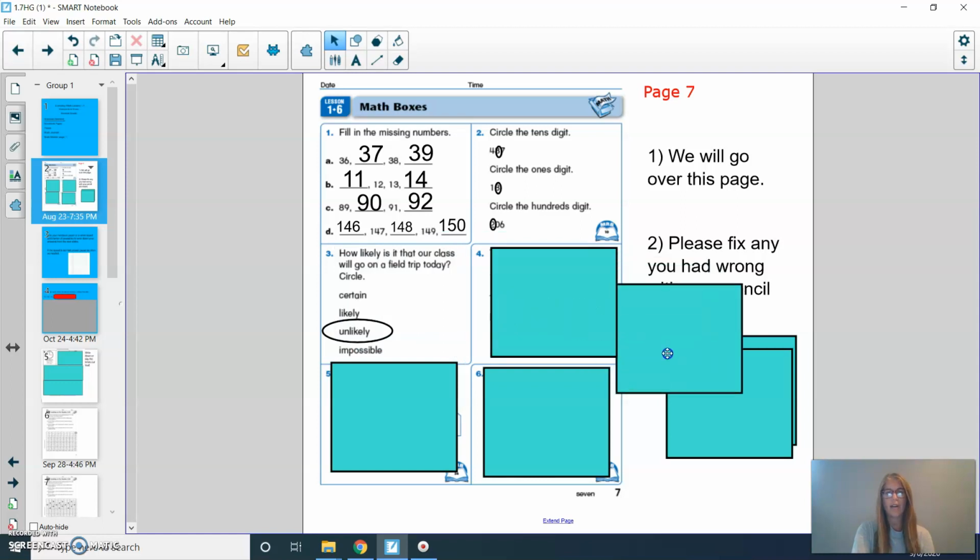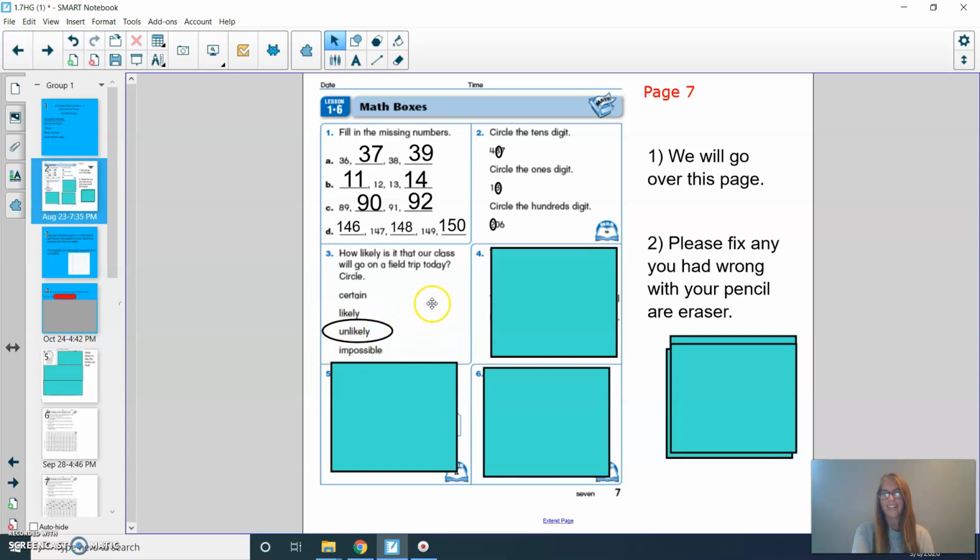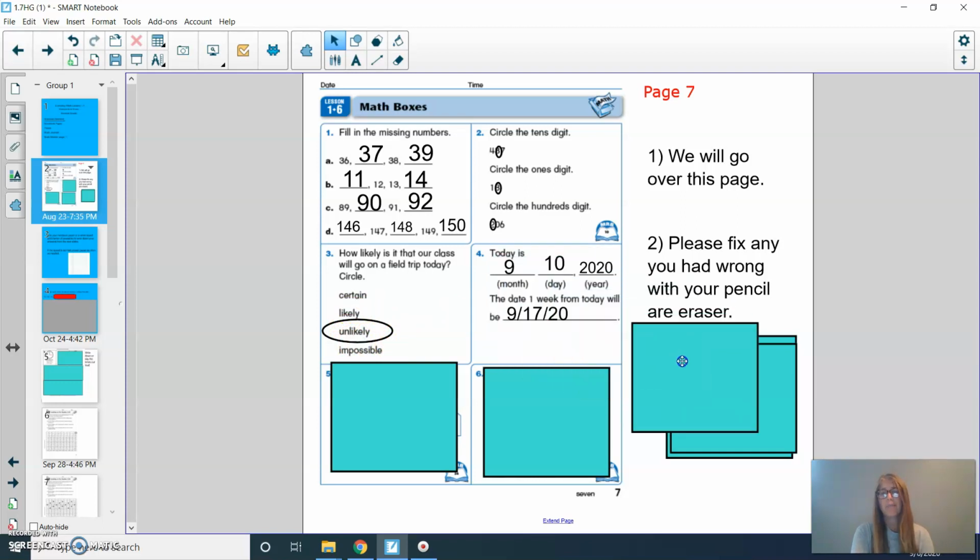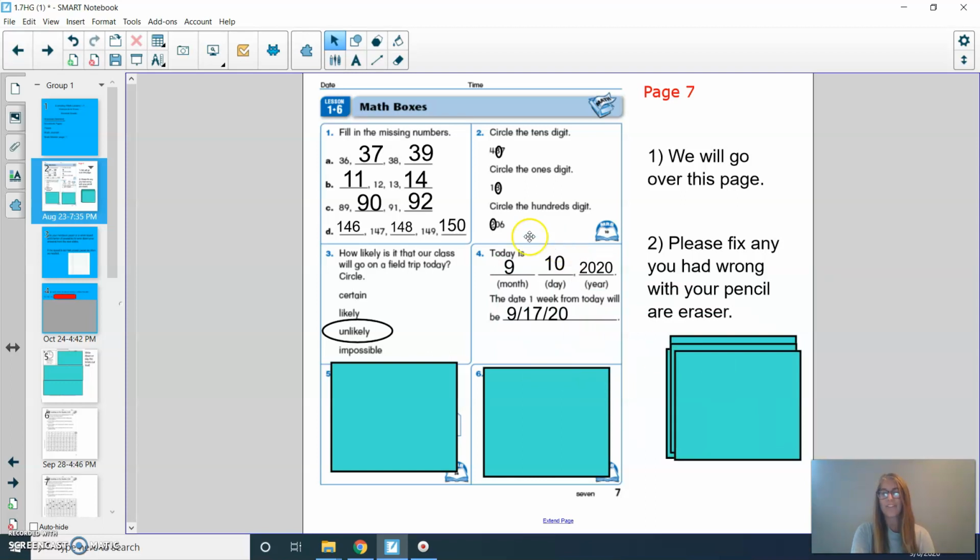For problem number 3, how likely is it that our class will go on a field trip today? You probably would have said unlikely, unless you are in a different class that is going on a field trip today. But if you're in our class, it is unlikely. For question number 4, your date might be very different, but for yesterday's date, our month is 9 for September, our day is the 10th, and the year is 2020. Again, you might have a different day than what I have. Now, 1 week from September 10th would be September 17th, and I would write that 9-17-20. Again, you might need to check with your classroom teacher to see if your date is the one that I have on here.